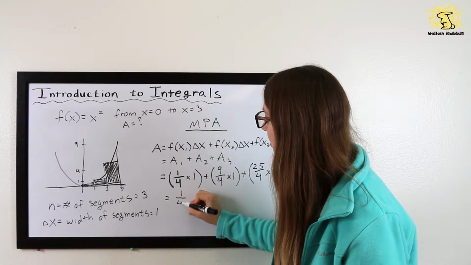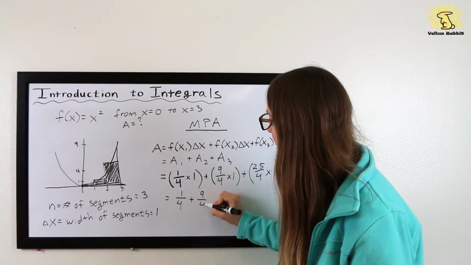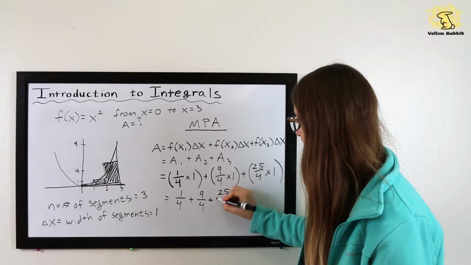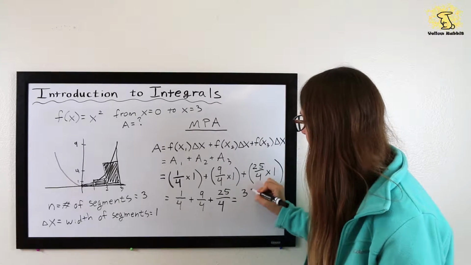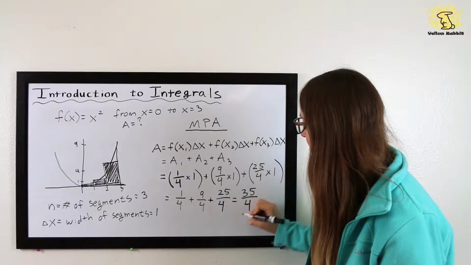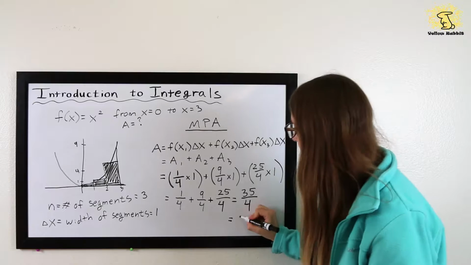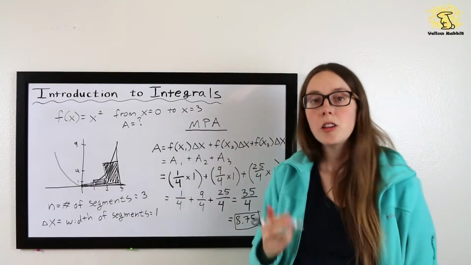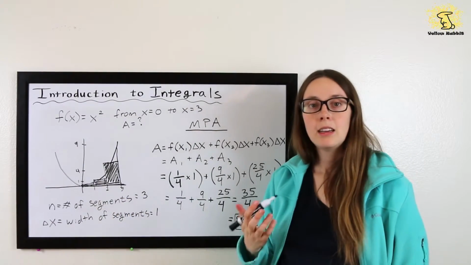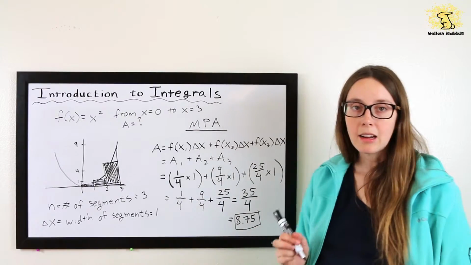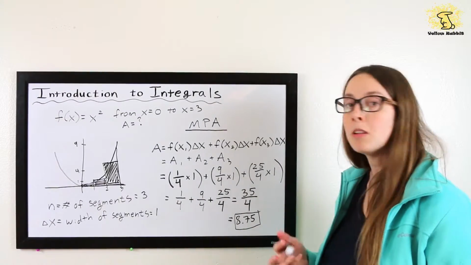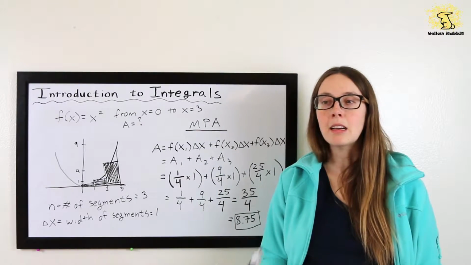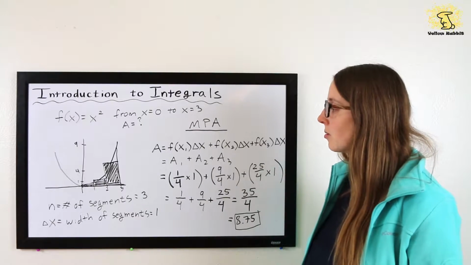If I add up my 3 areas then, I get 35/4, or I can simplify this down to 8.75. Just visually looking at my plot here, I can assume that this is probably the most accurate estimate for the area under that curve that we've done so far. But it's difficult to tell if we're slightly overestimating, slightly underestimating. We're just not sure at this point.